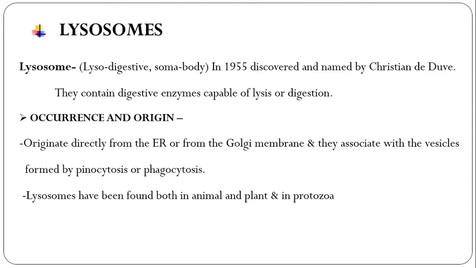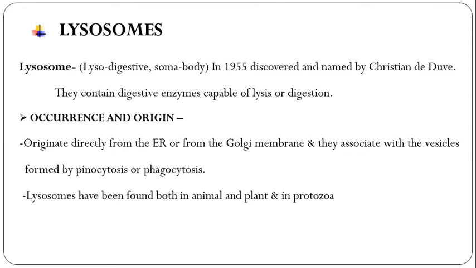So, the occurrence and origin of lysosomes. Lysosomes may originate directly from the endoplasmic reticulum or from the Golgi membrane, and they are associated with vesicles formed by pinocytosis or phagocytosis. There is evidence that lysosomes also originate from the Golgi complex.